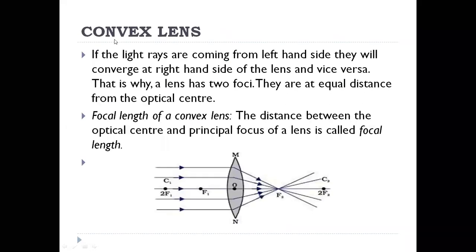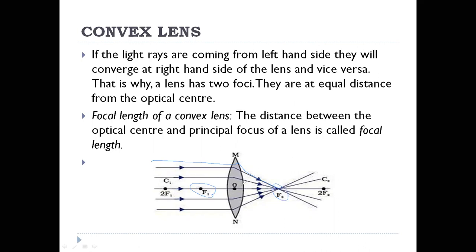Now go with the convex lens. If the rays of light are coming from behind on the left hand side, they will converge at the right side of the lens and vice versa. Means if the rays of light are coming from this side, they just reach the middle if we draw, and then from the middle they converge.